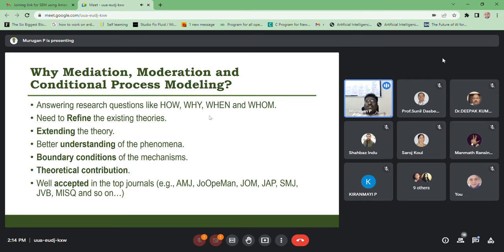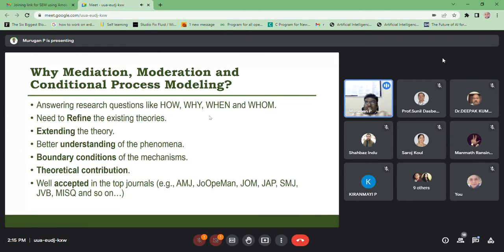The second point is the need to refine existing theories. Already there are some theories available in the literature. What I'm trying to do here is provide some refinement over existing theoretical relationships. For example, we already know that the higher the level of job autonomy, the better the job satisfaction. Now I'm trying to bring supervisor support in as a moderator. In addition to job autonomy, if they get better supervisor support, is this amplifying this particular relationship or not? So here I'm trying to understand how this relationship behaves under certain conditions, in the case of refining existing theories.